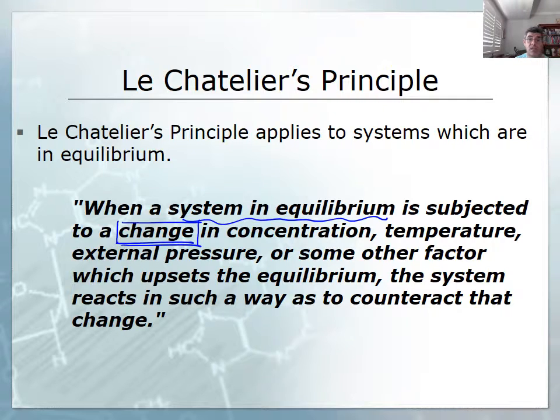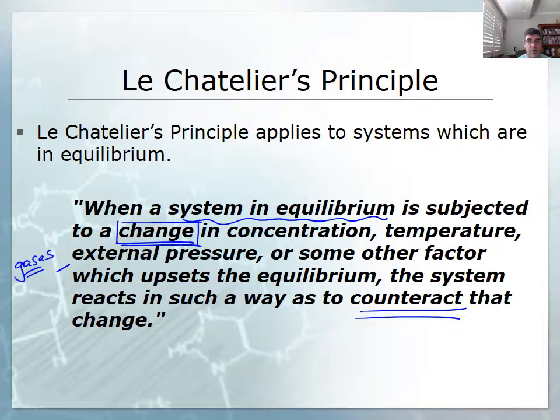We need to change something about the system, either the concentration of one or more of the substances, the temperature of the reaction chamber, the external pressure, which is particularly relevant when we're talking about one or more species that are in the gas phase, or some other factor which upsets the equilibrium. The system reacts in such a way as to counter the change. So what we do to the system will try and reverse.